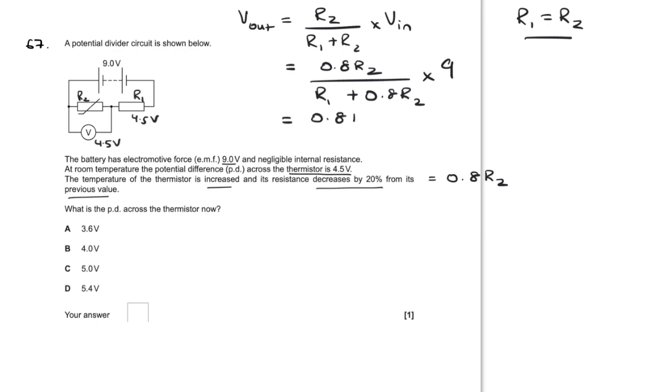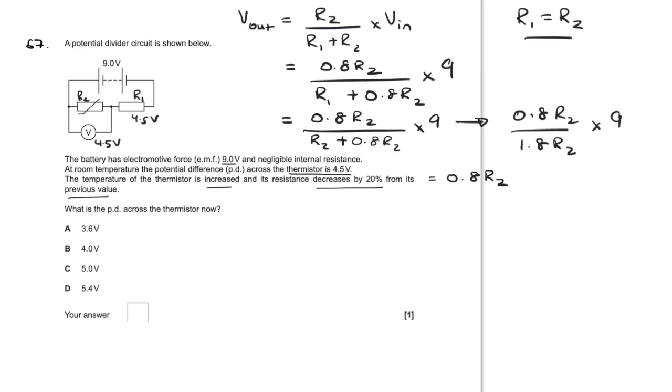So 0.8 R2 over R2 plus 0.8 R2 times by 9. So that basically ends up giving me 0.8 R2 over 1.8 R2 times by 9. And obviously that cancels out, and let's see what will happen. So 7, okay. Alright, so that gives me a value of, very good, 4. Awesome. B will be my answer.